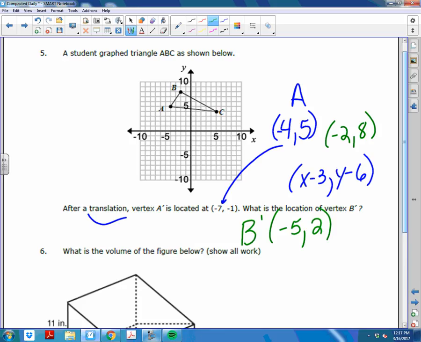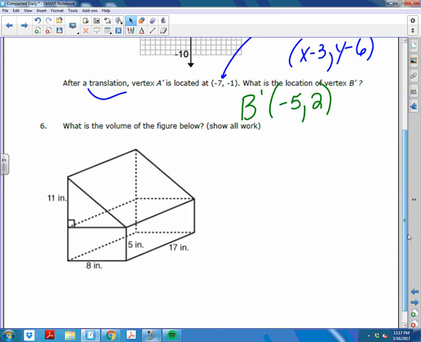Yeah, there are a lot of ways to do it. I'm just giving y'all one example. Y'all could actually physically move everything if you want to. But make sure that you got -5, 2 as the location of B prime.